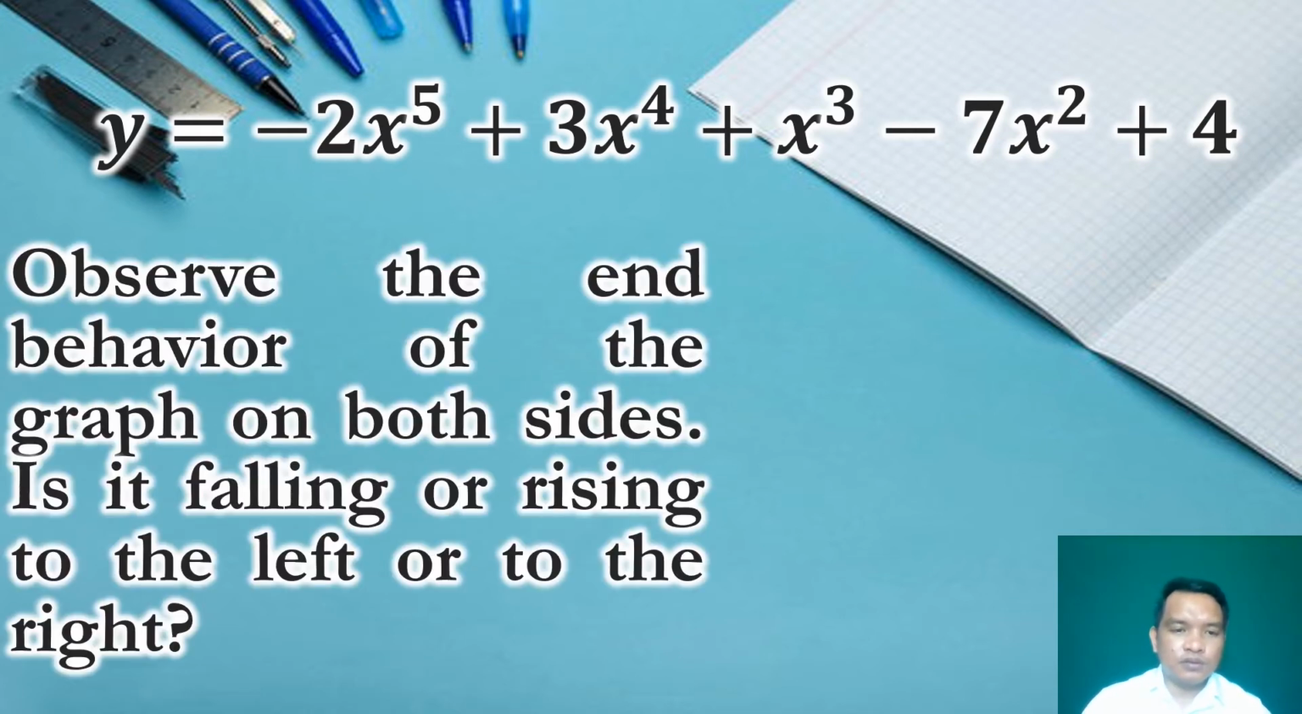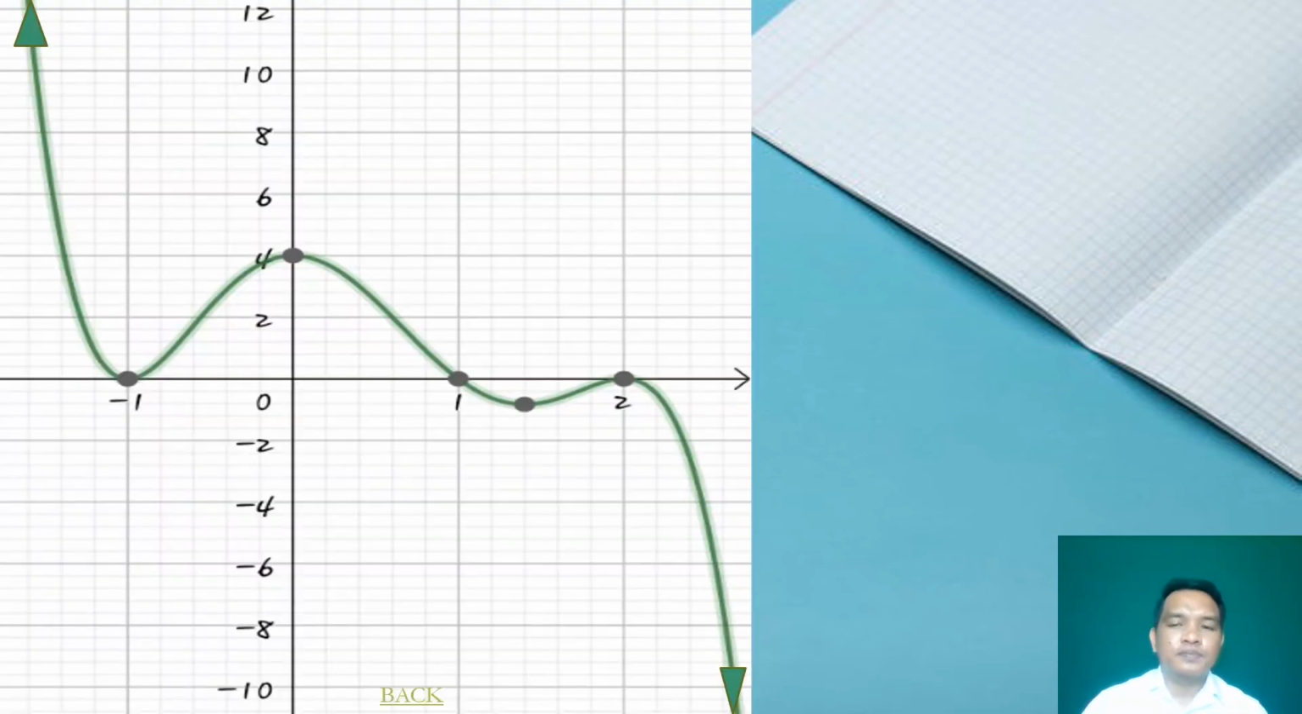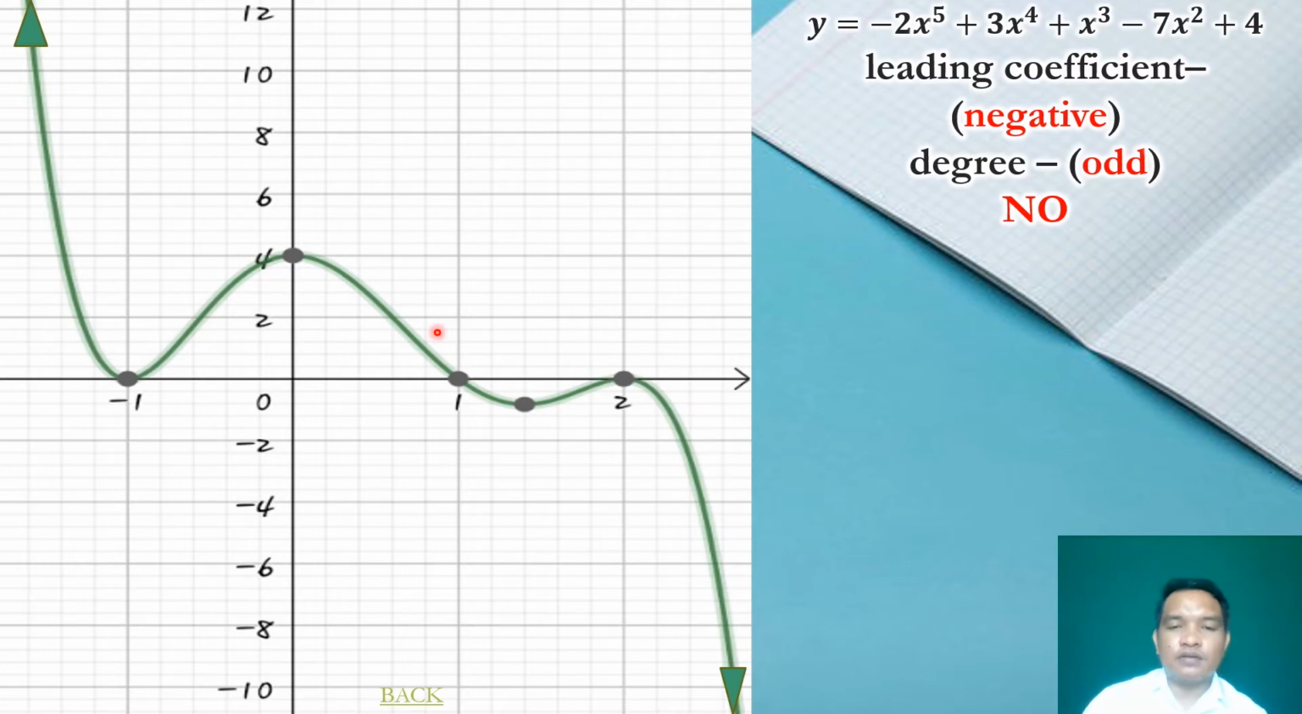Very good. Now let us observe the behavior of the graph on both sides. Is it falling or rising to the left or to the right? This is the graph of the given polynomial function with negative leading coefficient and odd degree. So, mapapansin natin, it is rising to the left and falling to the right. Very good.